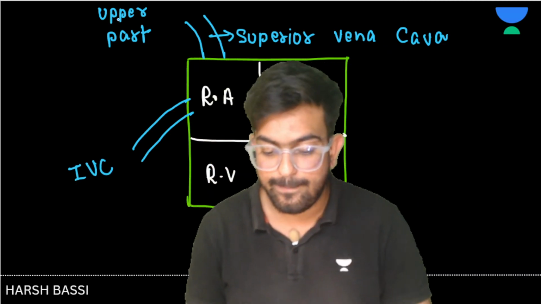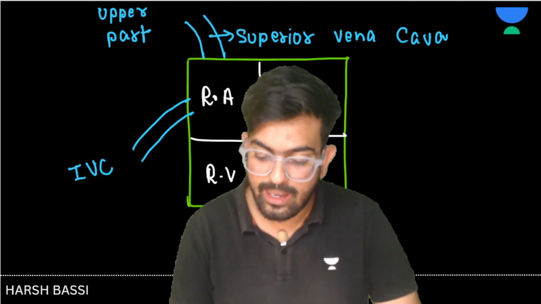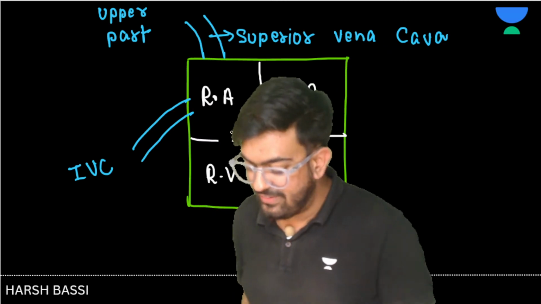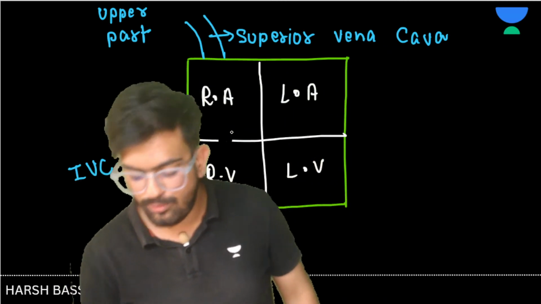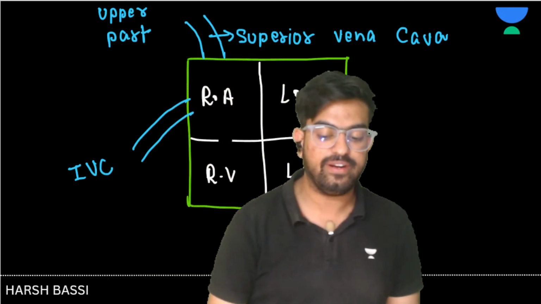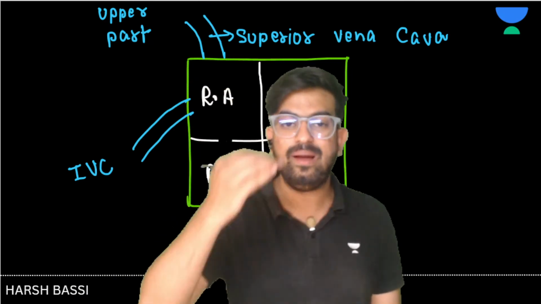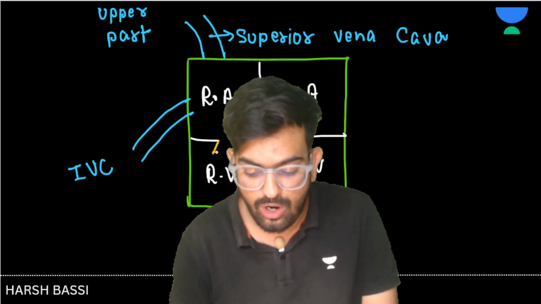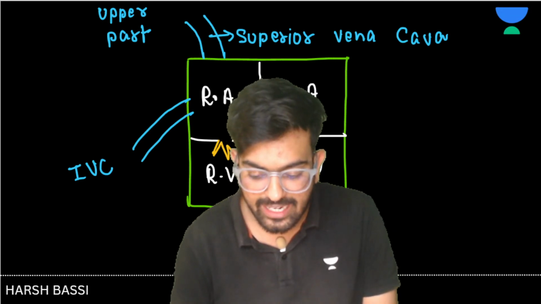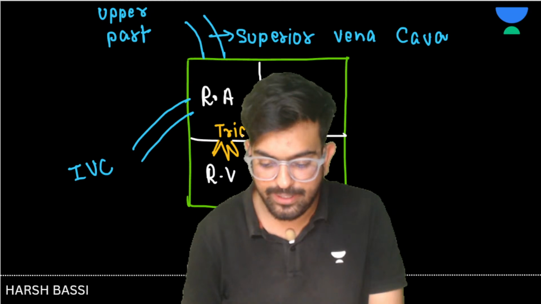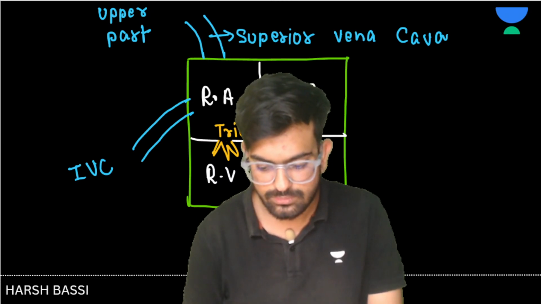Right. Now, the blood has come here, so from the right auricle where will it go? It will move towards the right ventricle. Yes or no? So between the right auricle and right ventricle there should be a pore, and that pore is guarded by the tricuspid valve. Clear? Yes or no?